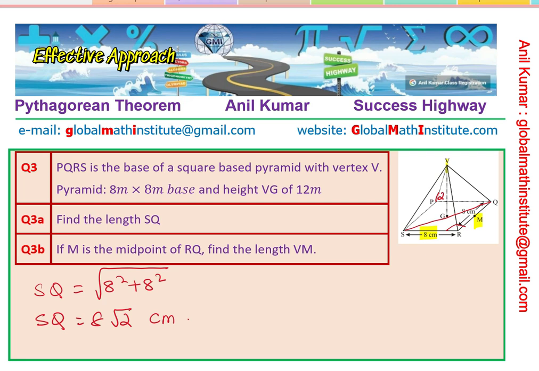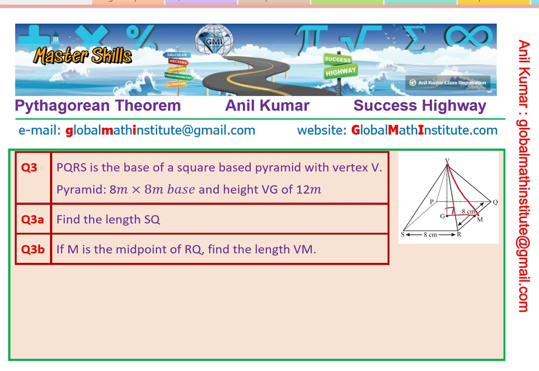Verify your results. Now, part B: if M is the midpoint of RQ, find the length VM. So, which is the length VM? M is the midpoint, so we join the midpoint with the center, and we need to find the length VM, correct? And that is the right angle triangle we're looking at. We are given that the height of this is 12. How will you find it? Well, VM squared is definitely equal to VG squared plus GM squared, right?